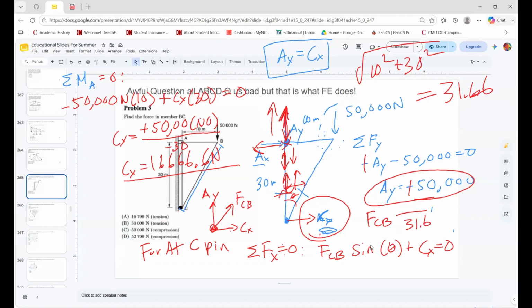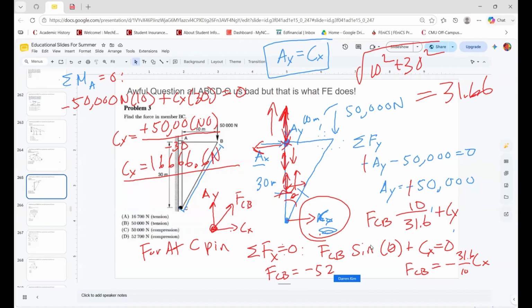And what's on top? What's on top is 10. So let me just erase that real quick. 10. And then this is still in the positive direction, right? Plus CX, sorry, not Y. So F CB equals negative CX times 31.6 divided by 10. So if I do 31.6 divided by 10, and then multiply it by whatever CX was, which is 16666.6. Oh, that's a little odd. And then that's F CB equal to negative 50,266.456. So negative over here tells you a lot because it's this way, that means.